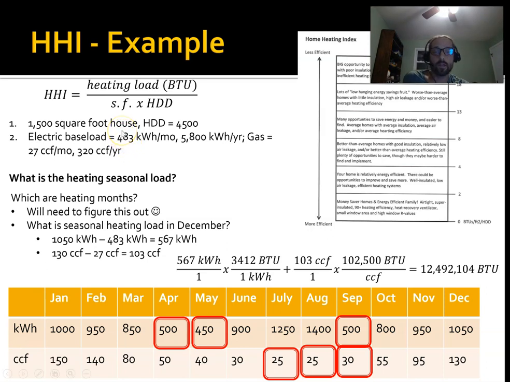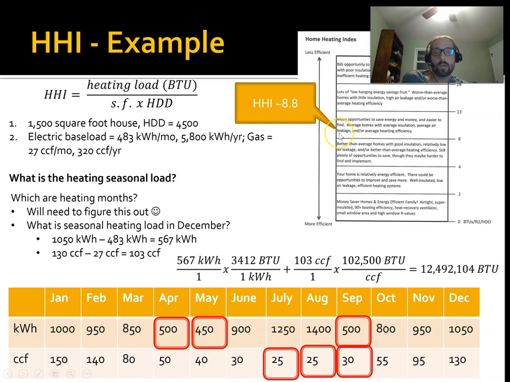Okay, so that's how you figure out your heating load, and then you need to figure out your heating load for the entire year, which would be all the heating months. And you add all those up, divide that by the square footage, divide that by the HDD, and then you'll have your HHI, your home heating index. If you work this one out, this was an HHI of about 8.8. And that tells you that you're kind of a moderately efficient house.